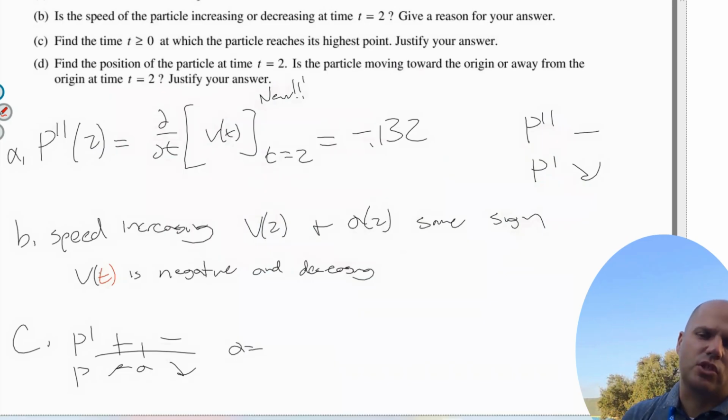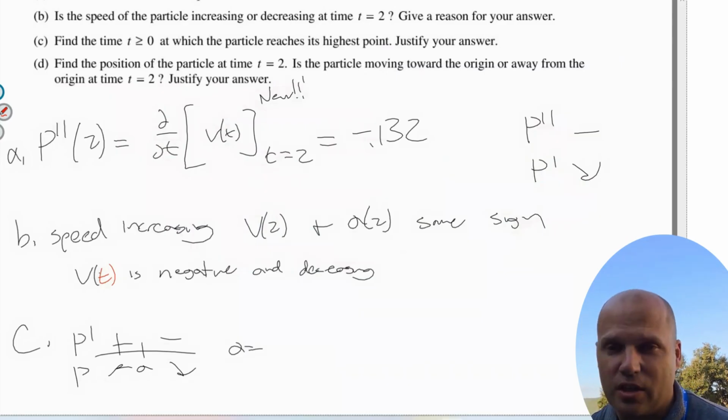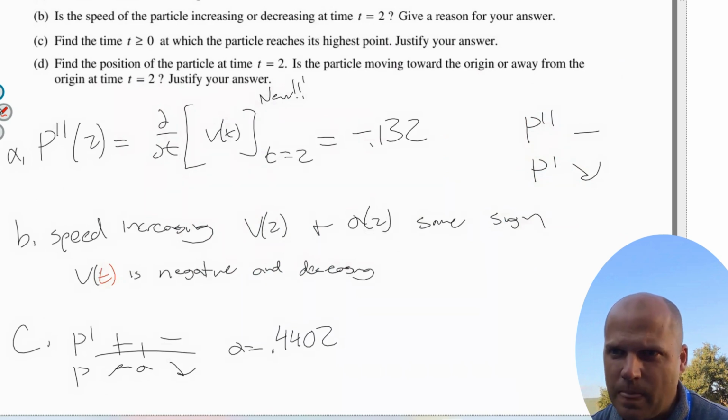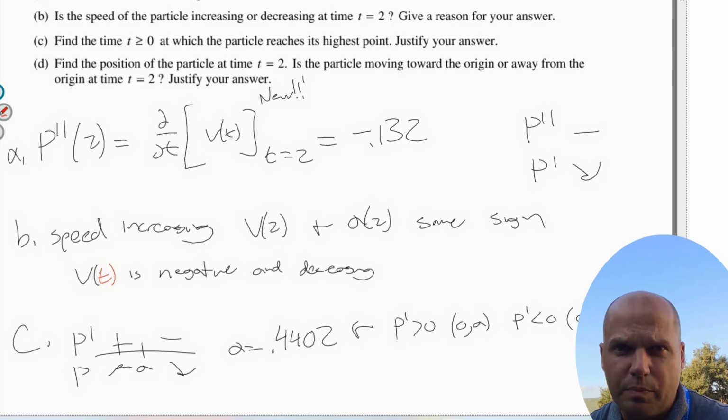Do you ask me what the position is? No. I mean, it's a little soft, this question. I would say, what is the time and position when it's at the highest point? But like, this is my answer because P prime is positive from 0 to A, and then P prime is negative from A to infinity. But you're better than this. Can we please find the position?